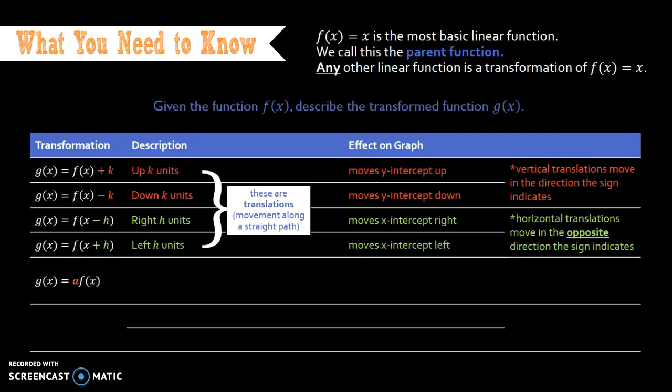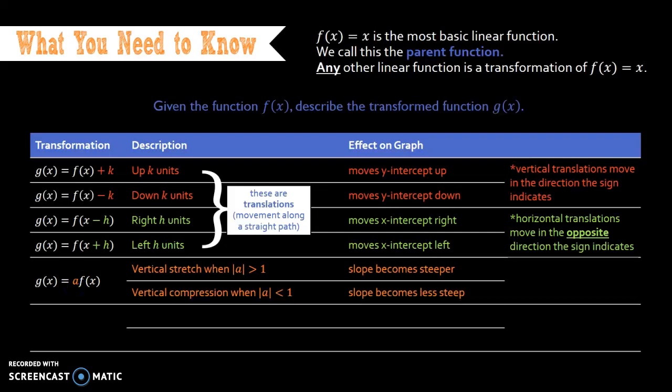Another type of transformation is multiplying my whole function by something. That's called a vertical stretch when the absolute value of this a right here is greater than 1. It makes my slope steeper. It's called a vertical compression when the absolute value of this a right here is less than 1. So if it's like 1/2 or 3/4 or 5/6 or some sort of fraction value that's smaller than a whole, then that means you have a vertical compression and your slope is going to be less steep.